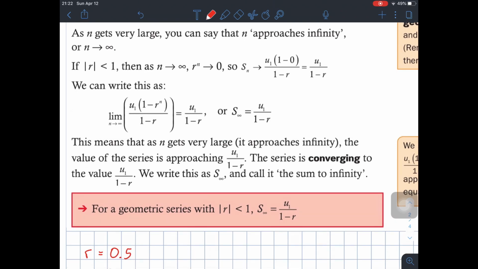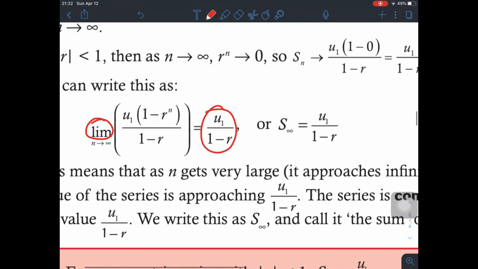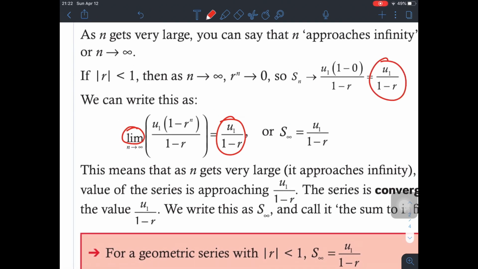So it says, we can write this as... we're going to learn this limit notation further on this year when we talk about limits and derivatives, but this means the limit of this equation when n approaches infinity. This turns out to be 0, because r to the power of a very big number tends to 0 if r is less than 1. So this equals u1 over 1 minus r, which is the same thing we got here. So the sum of infinite terms of an infinite geometric series is given by this.